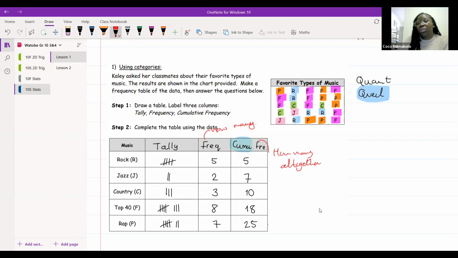So basically what we're doing, Patu, is we're saying, how many people said that they like rock? 5 people. How many people say they like rock and jazz? 7 people. How many people like rock and jazz and country? 10 people. How many people said they like rock, jazz, country, and top 40? 18 of them. Do you see the difference there, Patu? Give me a yes, ma'am, if you're with me. Okay, cool. All right, excellent.